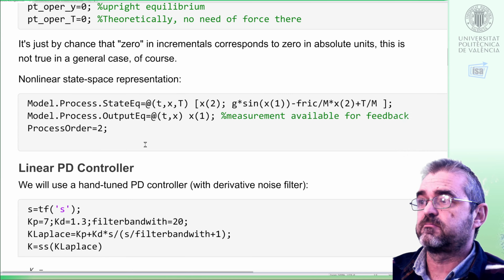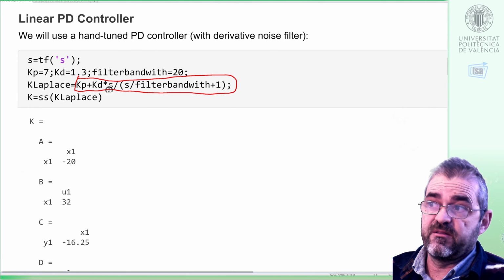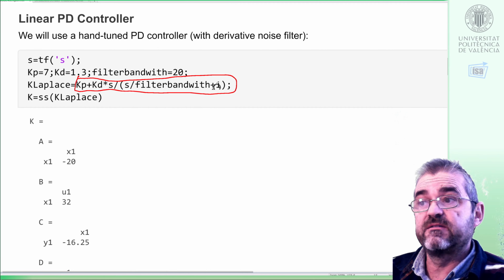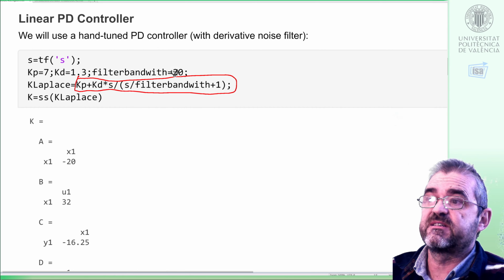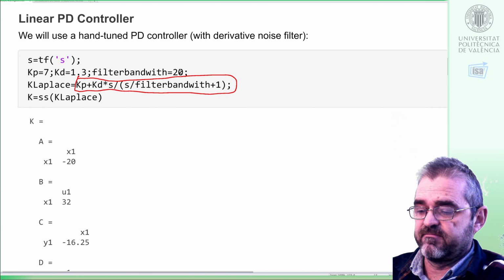Let's go with the model of the controller to be simulated. This will be the controller in Laplace transform, a proportional plus derivative term, and the derivative term will be filtered by a low-pass filter with a bandwidth of, in this case, 20 radians per second. Proportional, derivative, and bandwidth parameters have been hand-tuned, trial and error, and that's it.